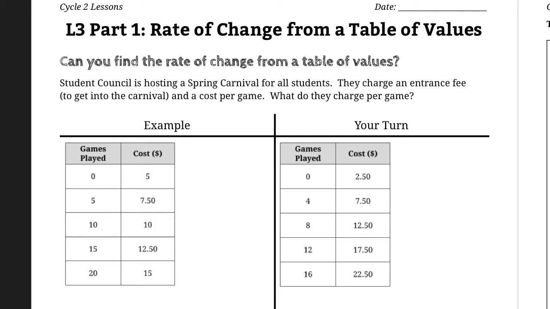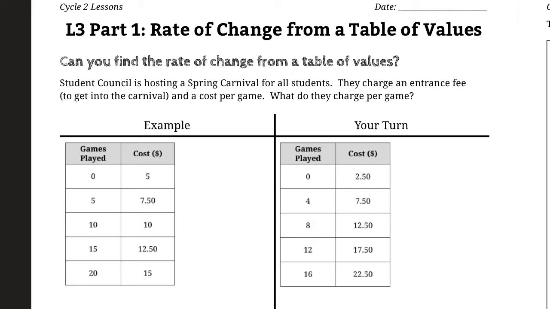What does that mean? Well, what it means is to get into the carnival, I needed to pay $5 before I even play any games. It's like an entrance fee. In order to walk in the door, you have to pay $5, right? It's a fixed fee, and that doesn't change. But then we play 5 games and they charge us $7.50. So how can we use this to figure out how much each game costs?